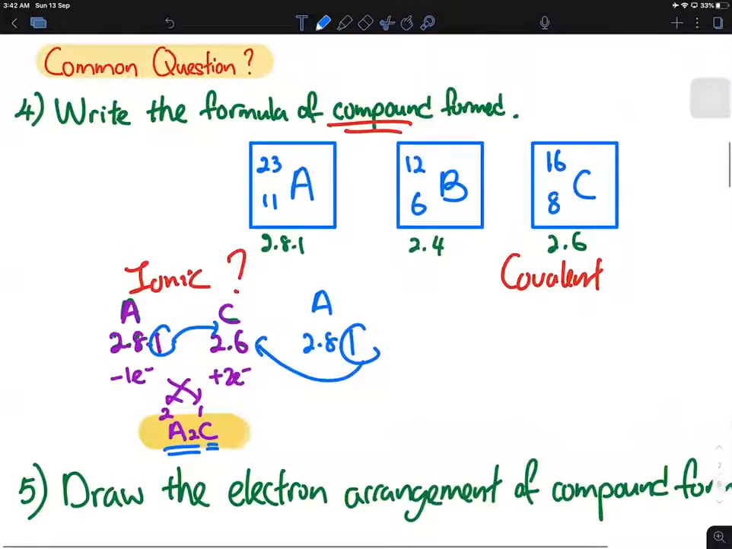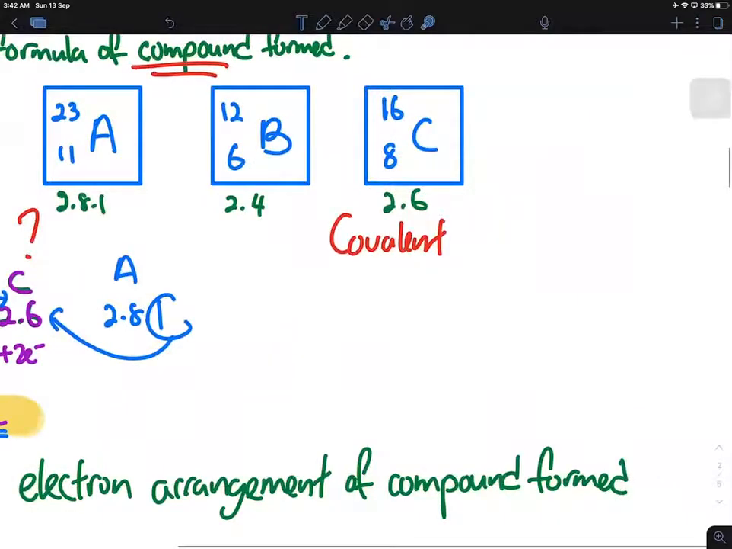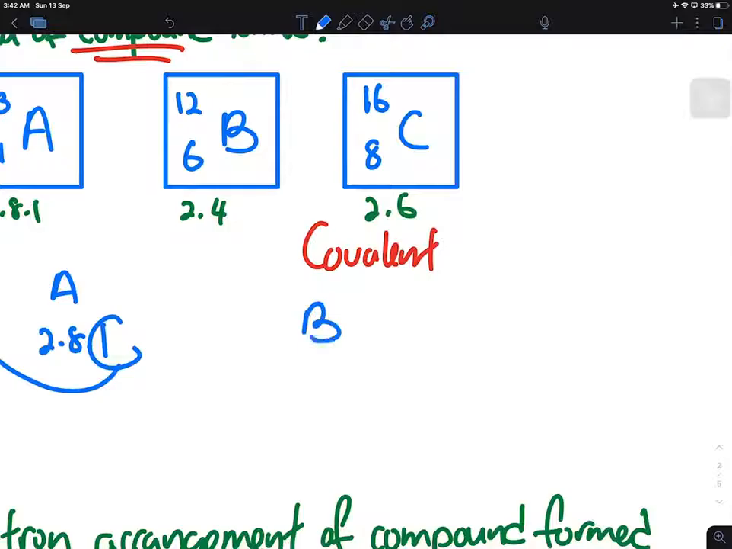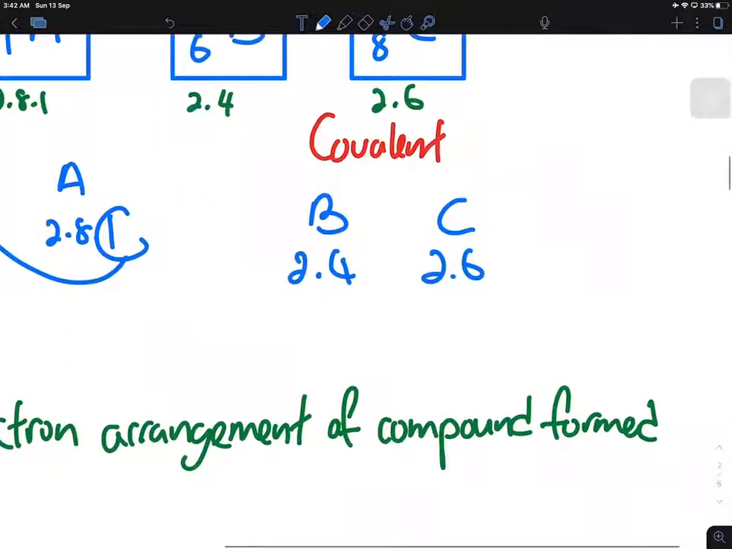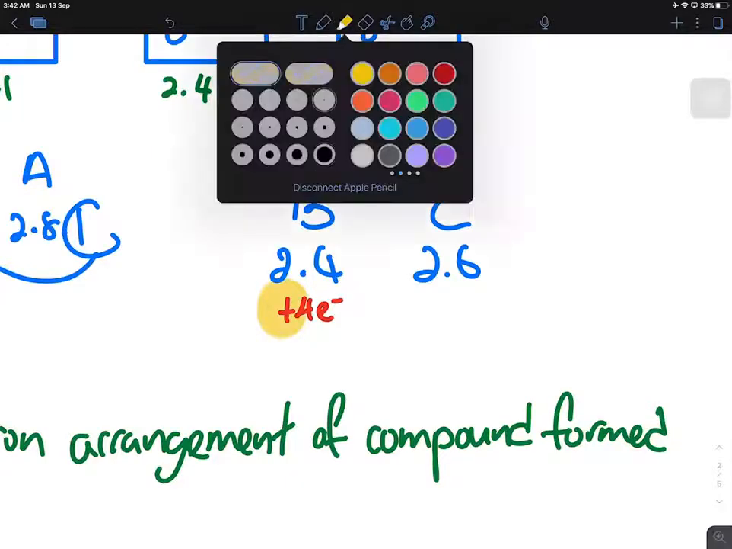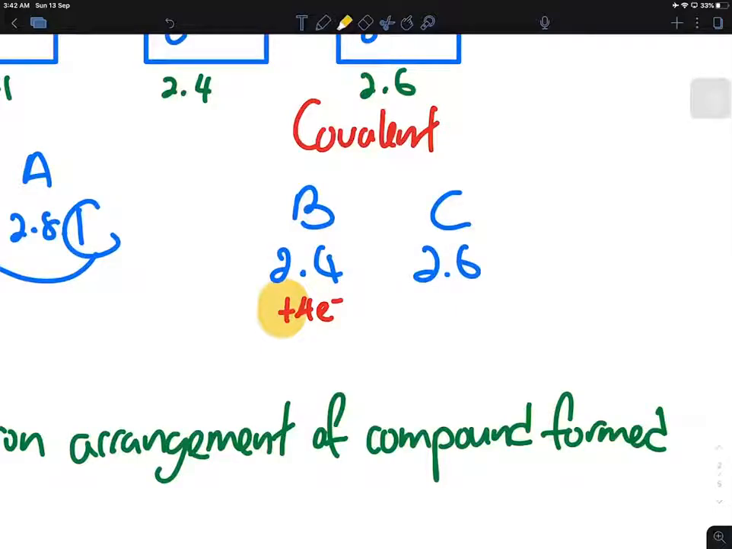Same thing again. Formula of another compound, covalent, formed between non-metal and non-metal. So you can see 2.4 and 2.6. Non-metal, non-metal. Same thing, ask yourself this question, how can they become stable? So 2.4 needs 4 more. So why do I write a plus here? Because although just now I said that 4 is in the middle, they don't plus or minus, they share electrons. Why do I still put a plus here?